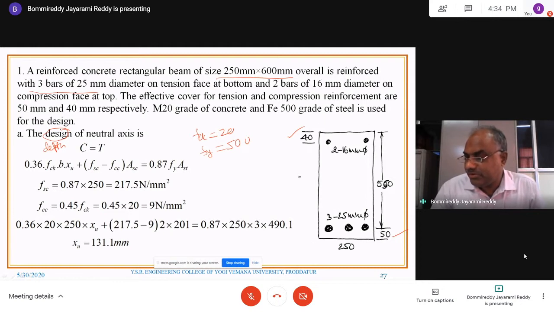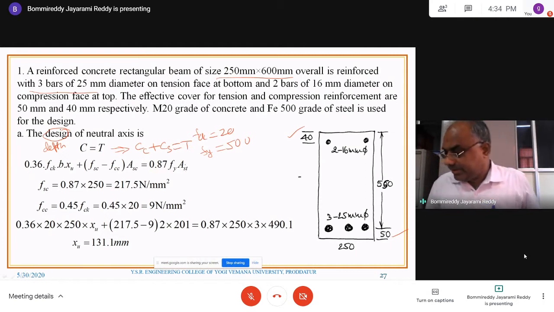This is a doubly reinforced beam. C is equal to T. How many C values are there? Cc plus Cs will be equal to T. What is Cc? 0.36 fck b xu. What is Cs? (fsc minus fcc) Asc. And T is 0.87 fy Ast.